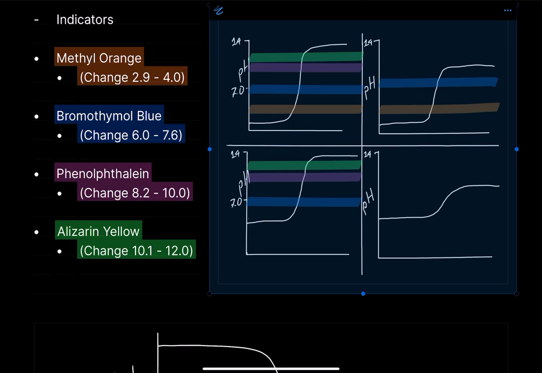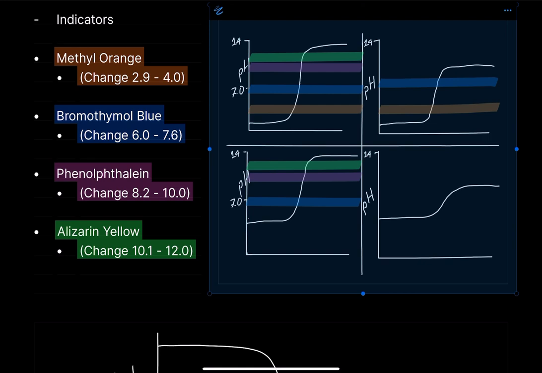So for example, for a strong acid, the top left is a strong acid and strong base reaction, and in this case we can pretty much use all of the indicators because they all fall within the equivalence point, right?